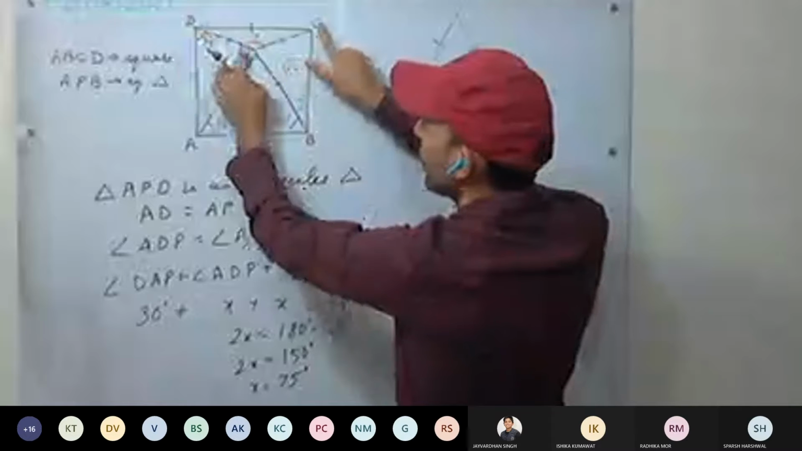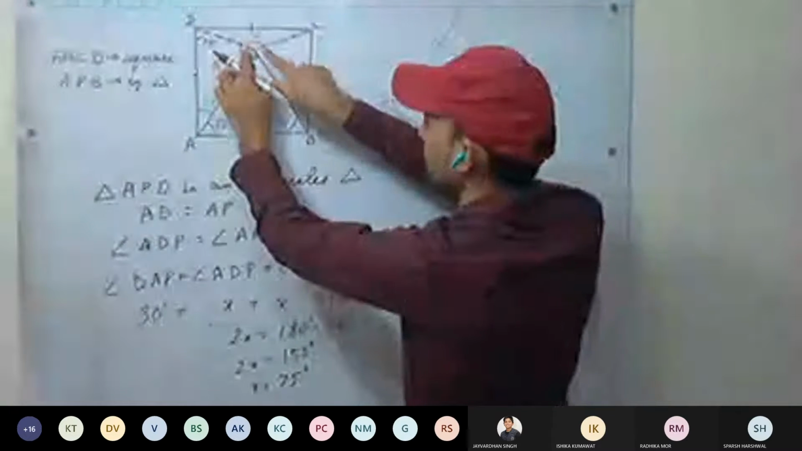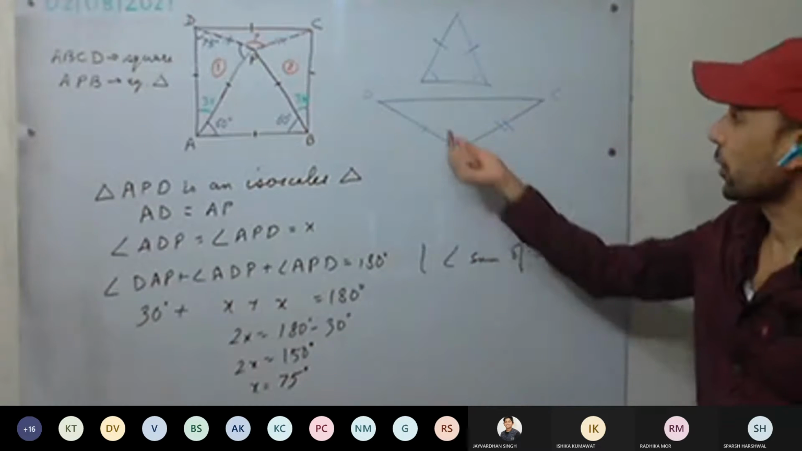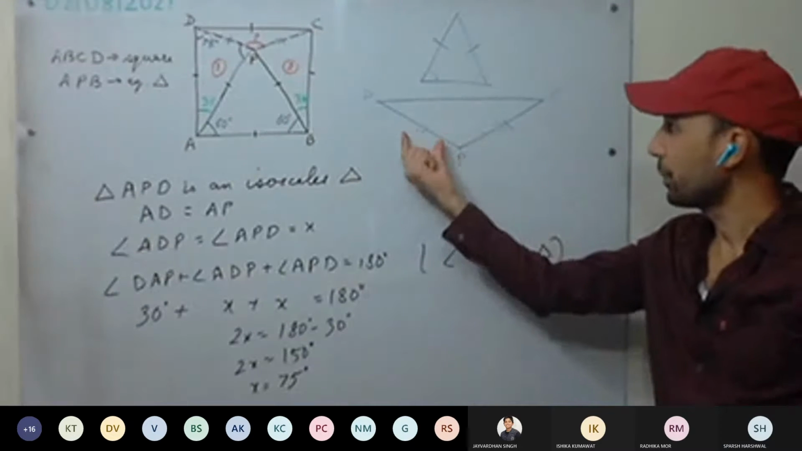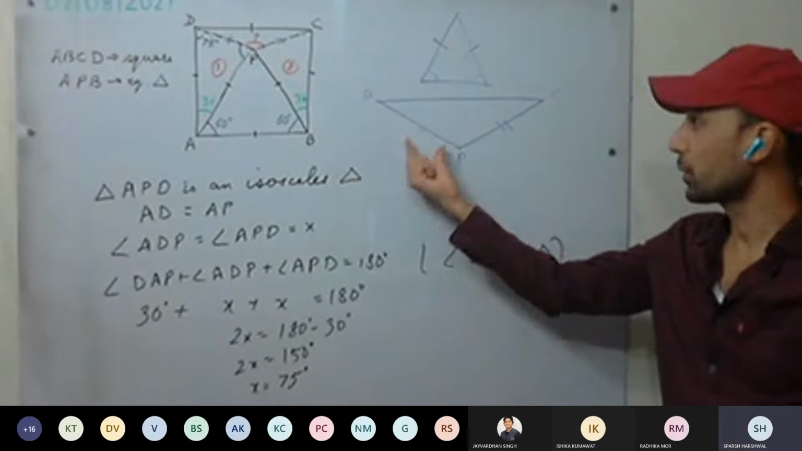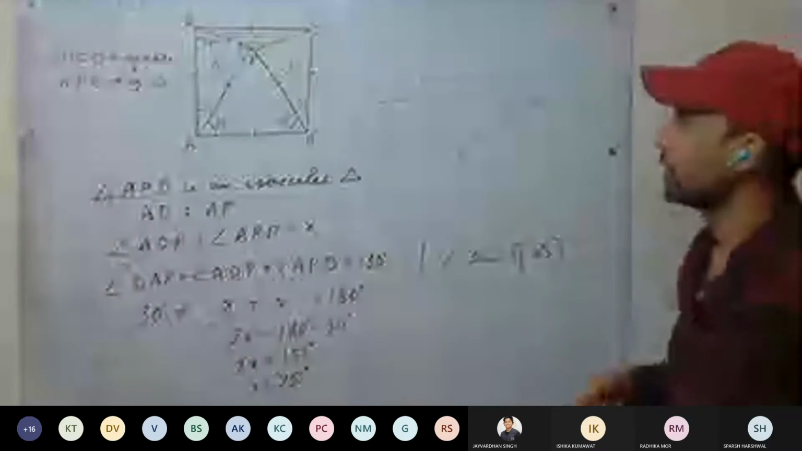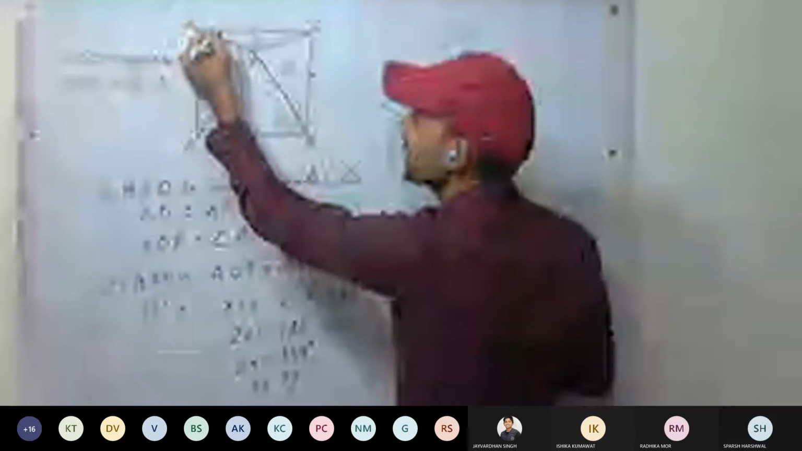DP equal to CP. This side equal to this side. We can only prove this side equal to this side. We are not able to prove that DP is equal to DC. We are not able to prove that. So it's an isosceles triangle. Okay. So can you calculate this angle?